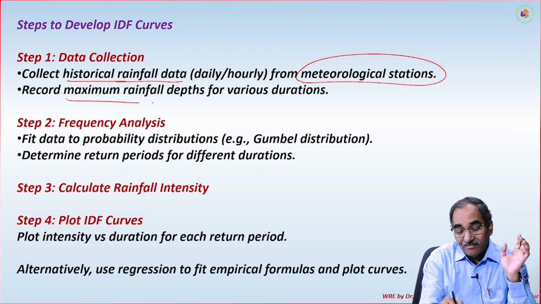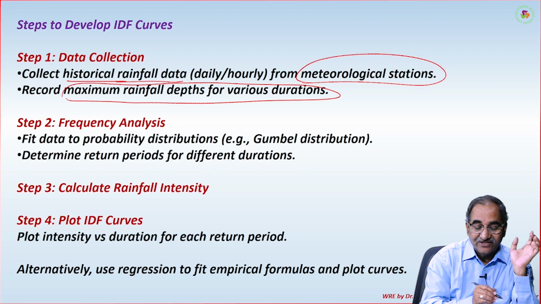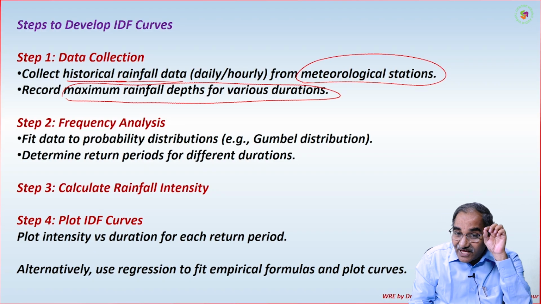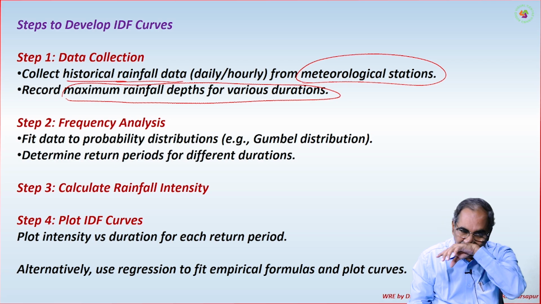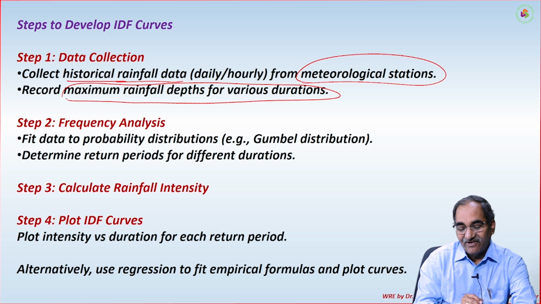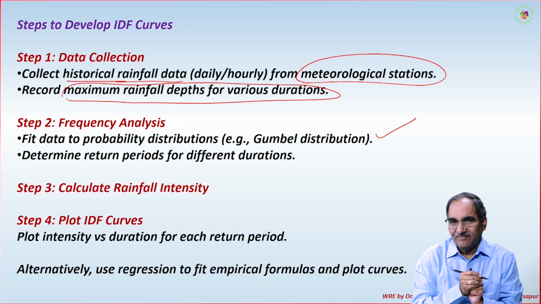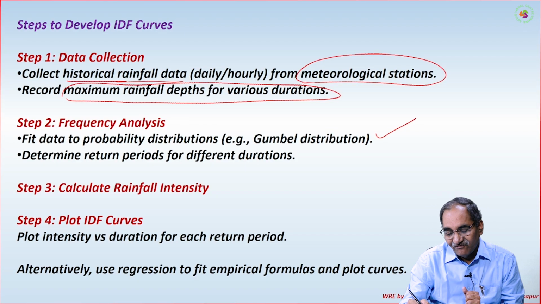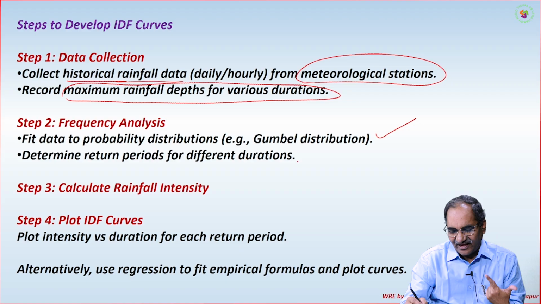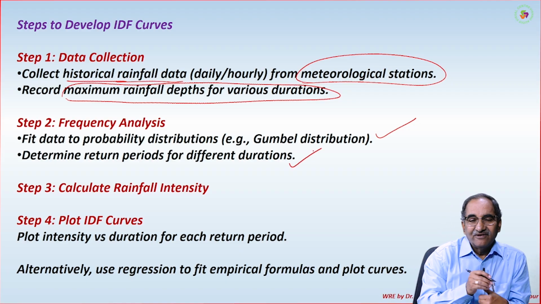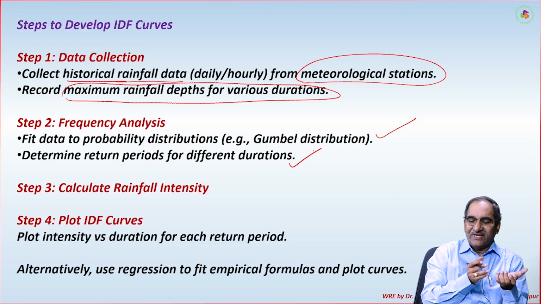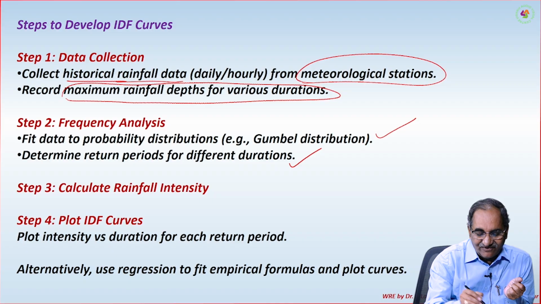What are the maximum rainfall depths for various durations? From that data, you take them out and record them. Then frequency analysis. You can do frequency analysis by Gumbel's method, and by using Weibull's formula, California or Hazen's formula, you can find out the return periods also. So this is the frequency analysis.